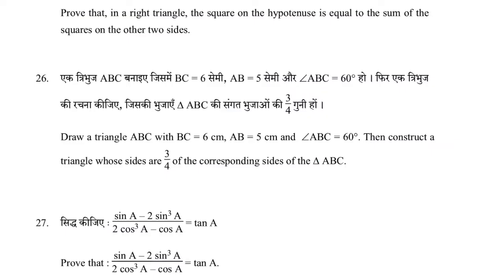26th question is on construction, and we need to draw a triangle ABC with BC equal to 6 cm, AB equal to 5 cm, and angle ABC equal to 60 degrees. And we need to construct a triangle whose sides are 3/4 of the corresponding sides of triangle ABC.